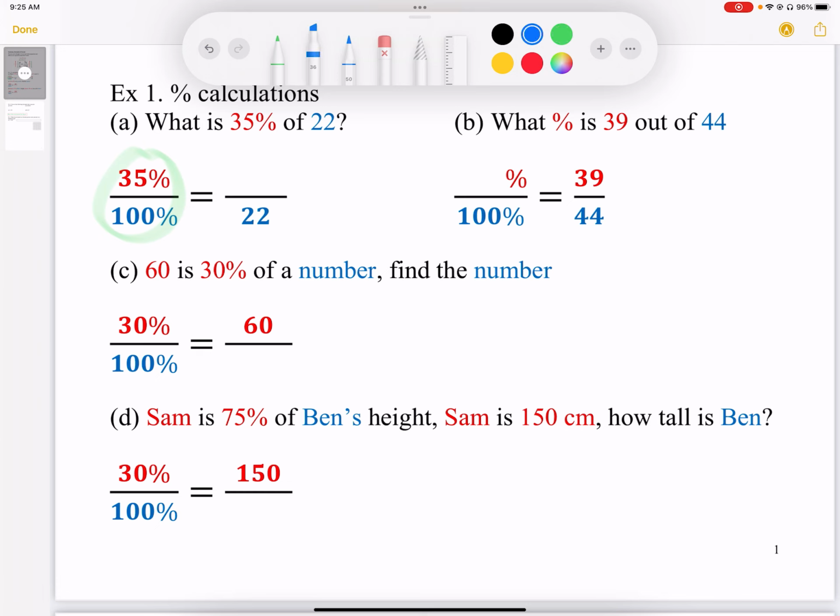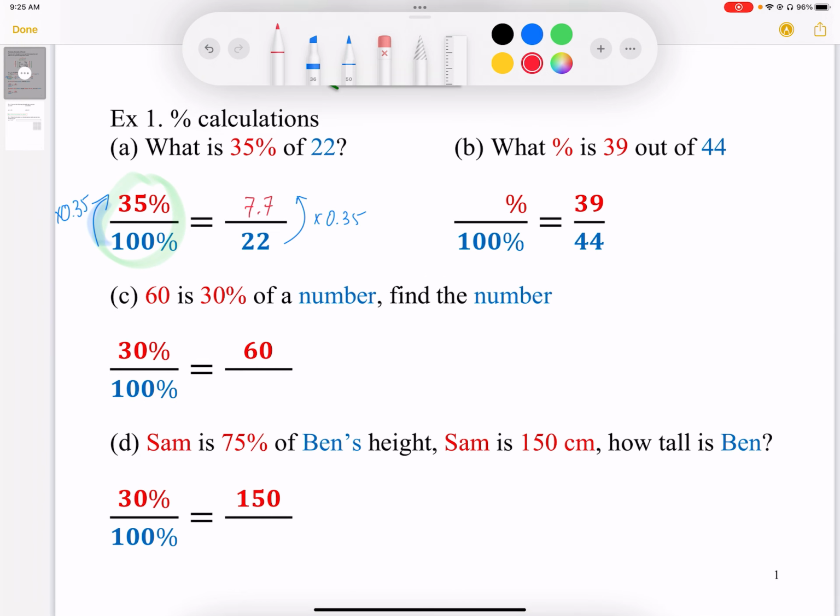We're going to get our decimal multiplier here, from top to bottom. When I do 35 divided by 100, that's going to be 0.35. So we're going to multiply by 0.35 here. On our calculator, we do 22 times 0.35, and that's going to give us 7.7. So the part is 7.7, and that's 35% of 22.